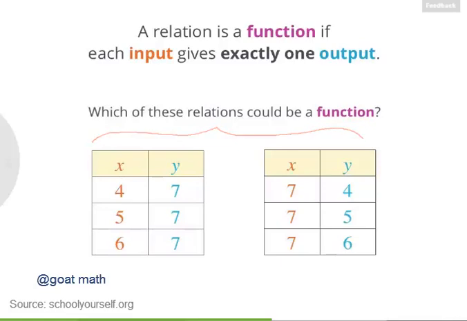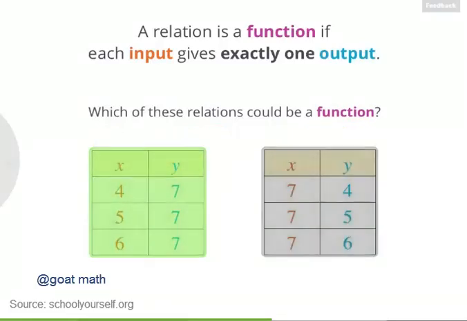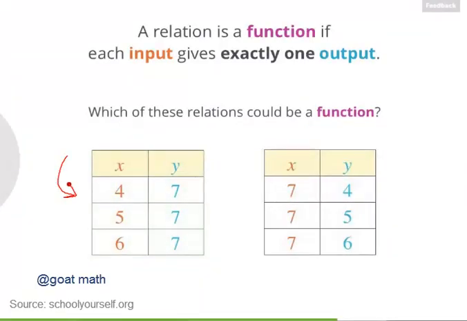Next, take a look at these two tables, which appear to be very similar, but are quite different. Only one of these can be a function. Which one? Right. For this table on the left, you get the same output of 7 every time. But for each of these inputs, 4, 5, and 6, you're getting exactly one output. It just so happens they give you the same output.